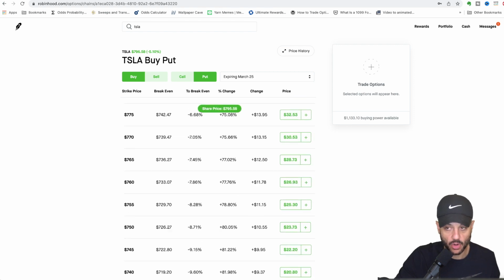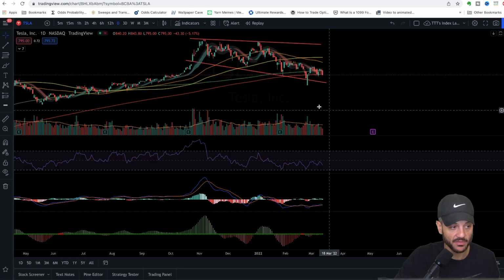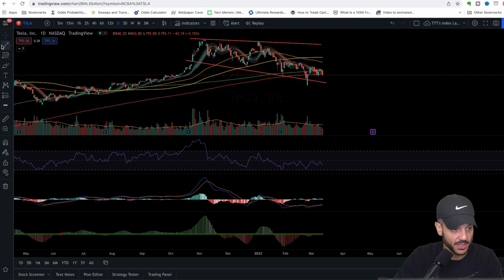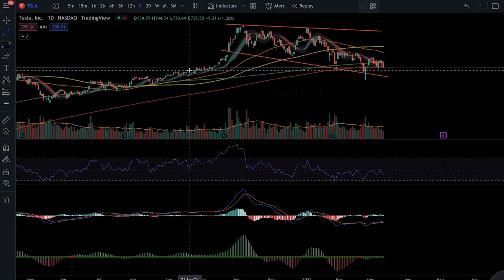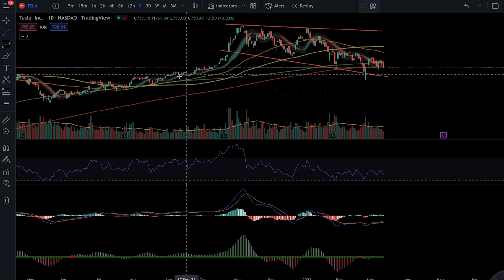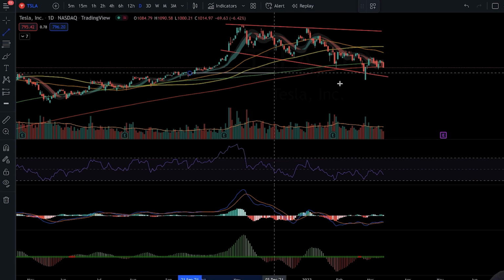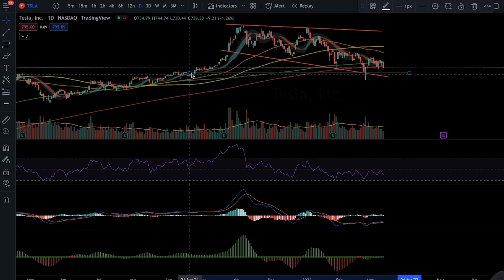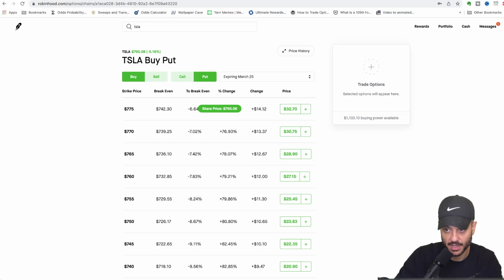All right. And let's scroll all the way down to that level that we were eyeing. Let's just say that we were eyeing 750. If you were eyeing a level below that or above that, that's fine. We're just using 750 as a nice round number. It also happens to coincide with Tesla's current support level around there, right?